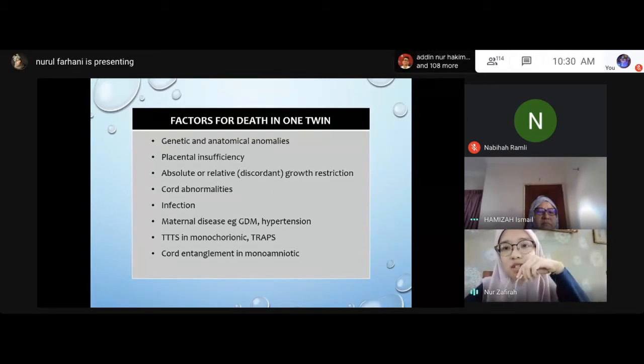relative discordant growth restriction, especially in selective IUGR, like I've mentioned before, cord abnormalities, infection like chorioamnionitis and infection during pregnancy, and then maternal disease, for example gestational diabetes mellitus and pregnancy-induced hypertension, TTTS in monochorionic and TRAP as well, and in monochorionic, cord entanglement in monoamniotic because they share the same amnion. So they have a risk of cord entanglement. So these are the factors for death in one twin.